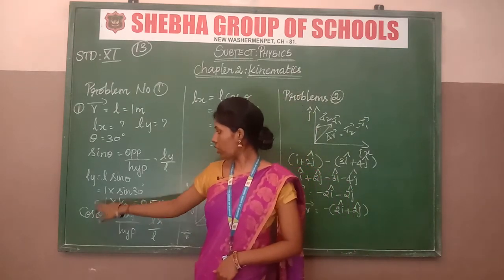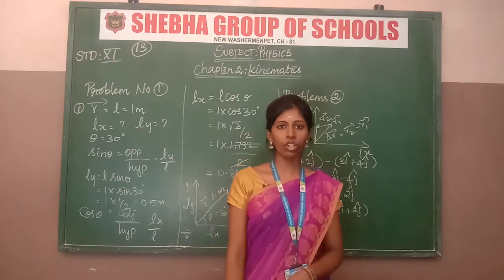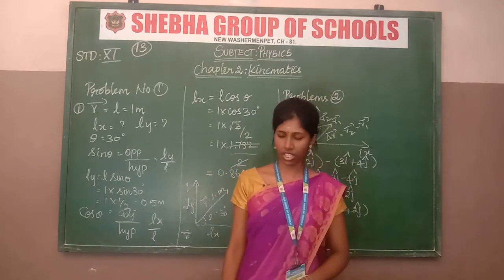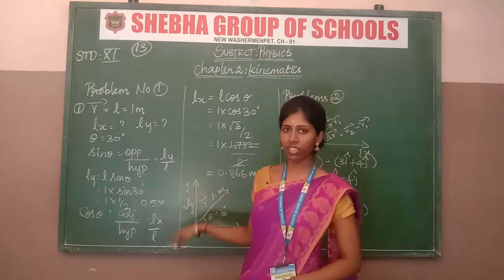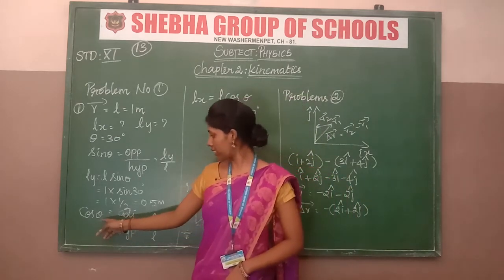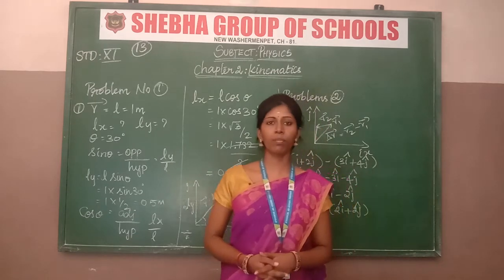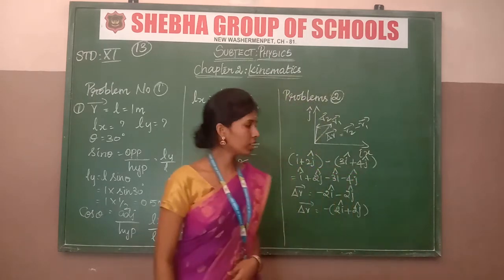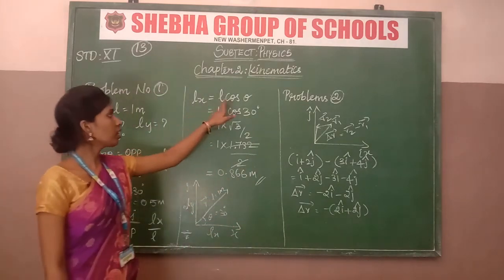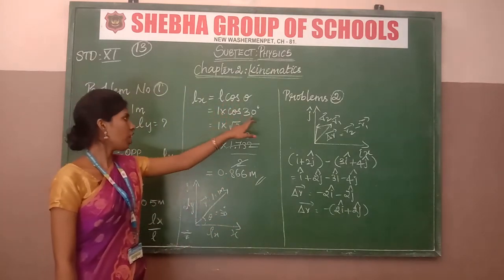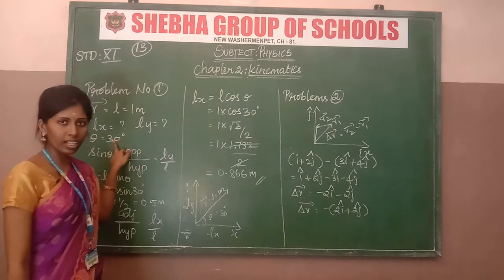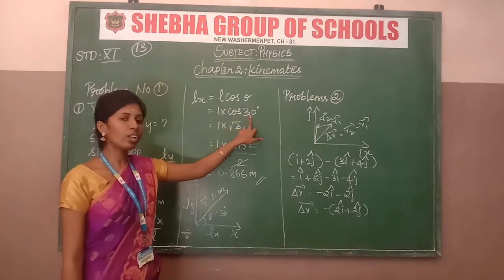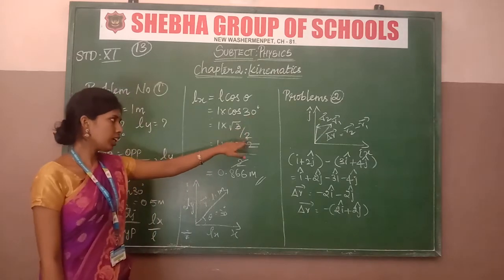Next, having done sin theta, now let's look at cos theta. Sin theta is the vertical direction, and cos theta is the horizontal direction. It's adjacent divided by hypotenuse, so lx divided by l. So lx is equal to l cos theta. So 1 into cos 30, because the angle is 30. The value of cos 30 is root 3 divided by 2.